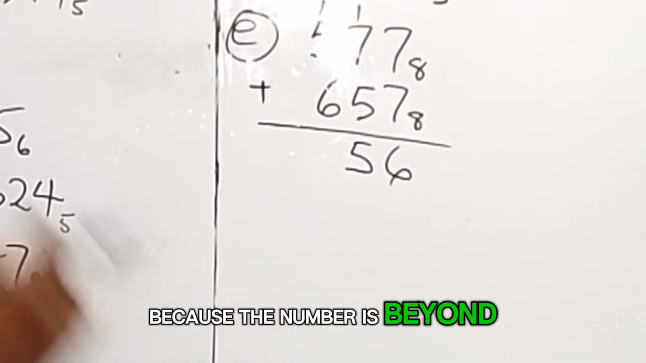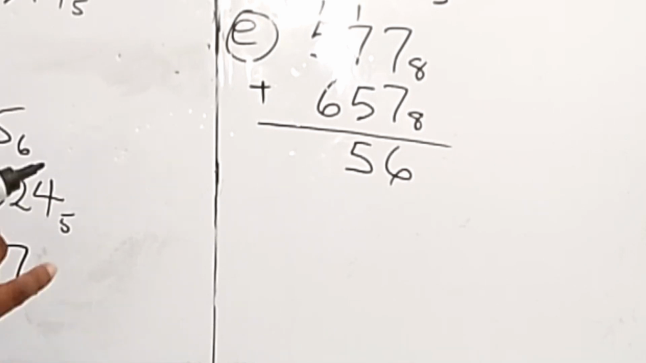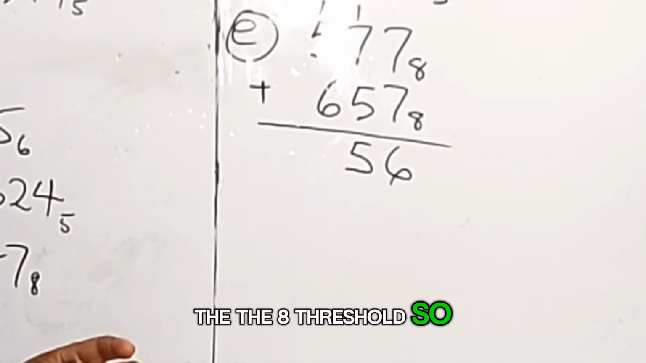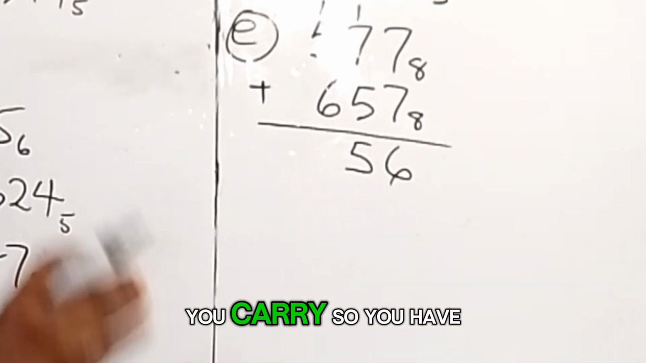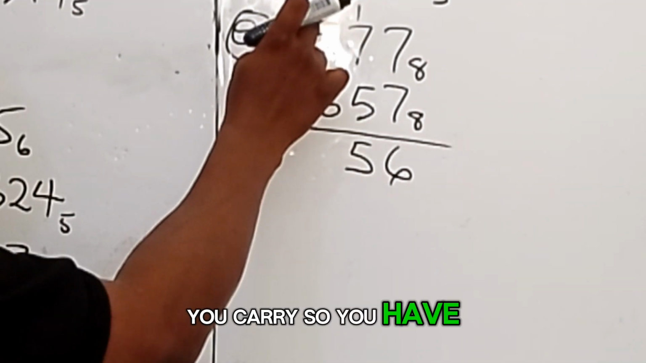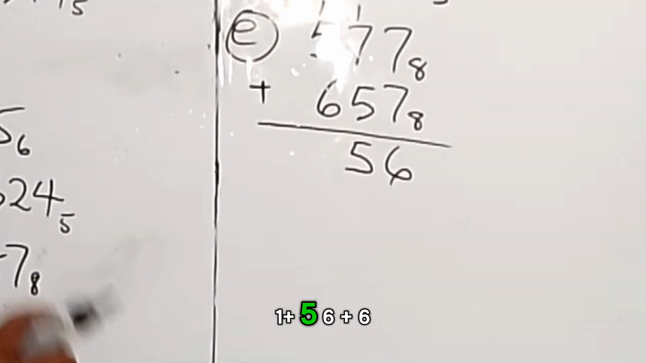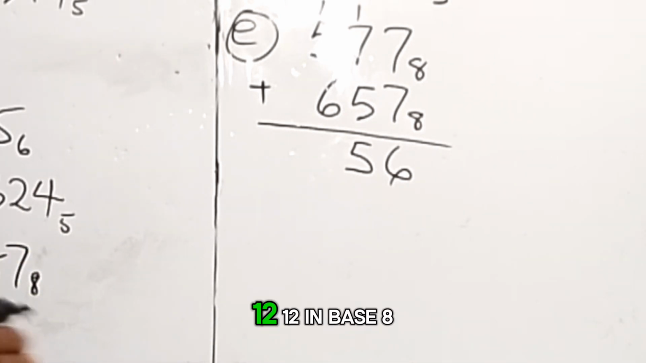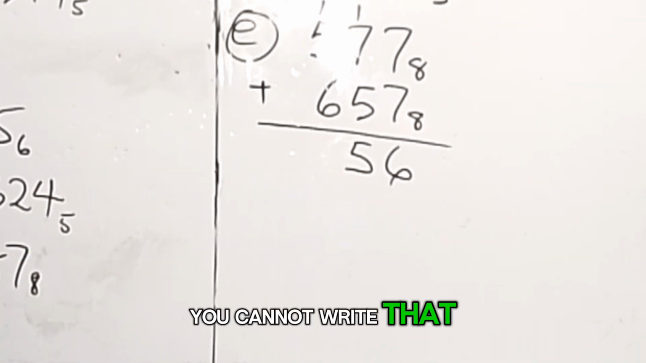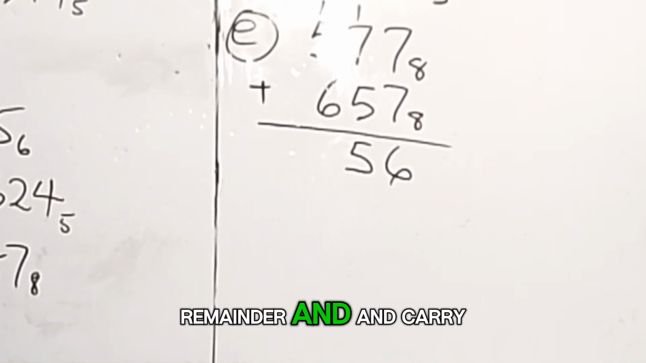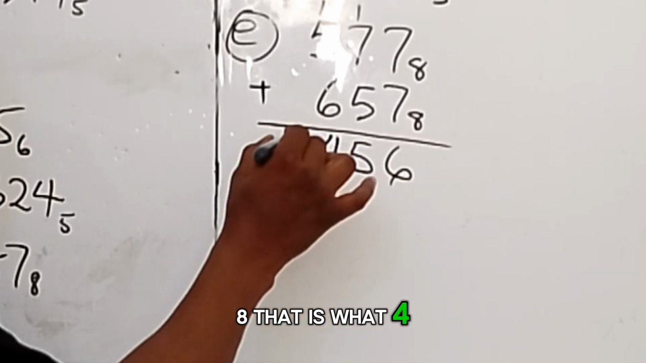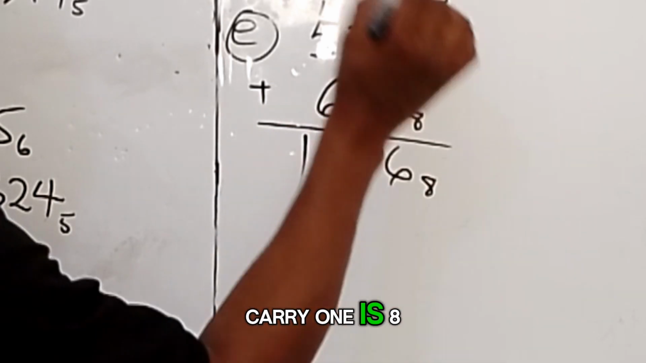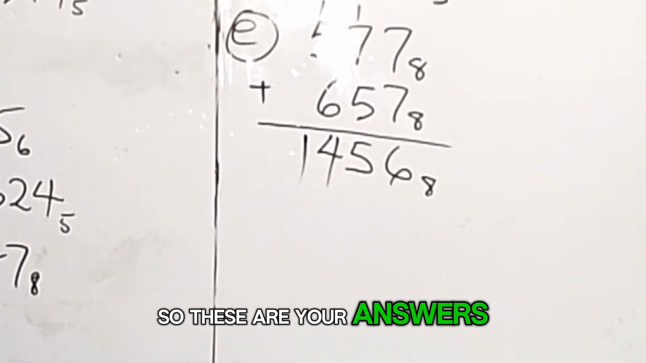Because the number is beyond the 8 threshold. So anything beyond the 8 threshold, you drop the remainder and you carry. So you have a 1. 1 plus 5, 6. 6 plus 6, 12. 12 in base 8, you cannot write that. So you're going to drop the remainder and carry. So we have 12 minus 8, that is what? 4. Carry 1, base 8. So these are your answers.